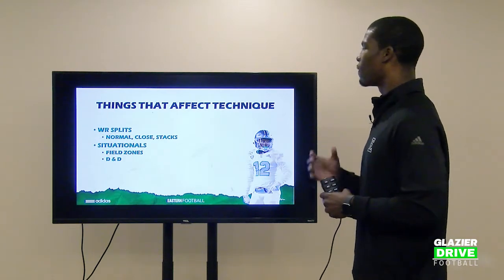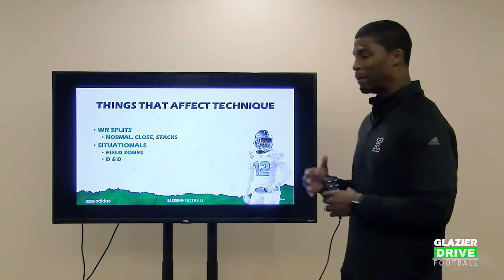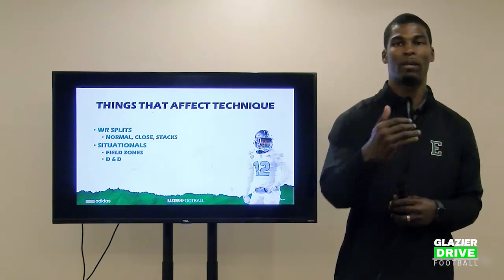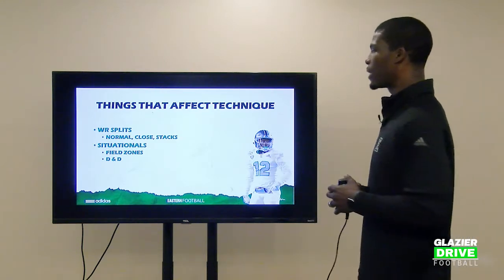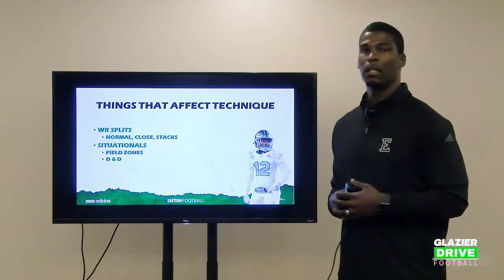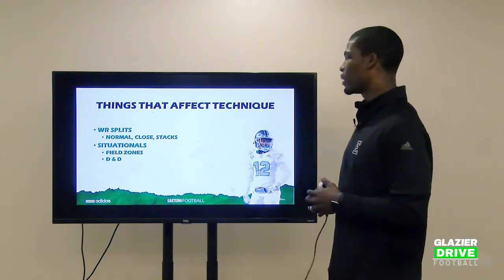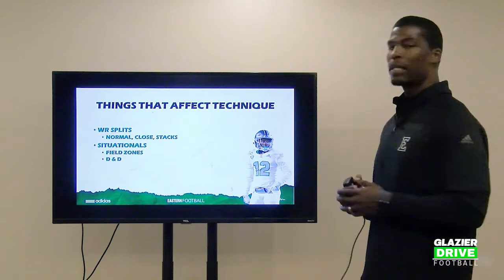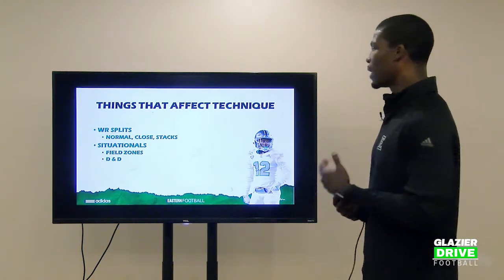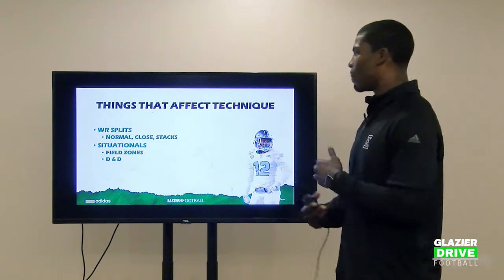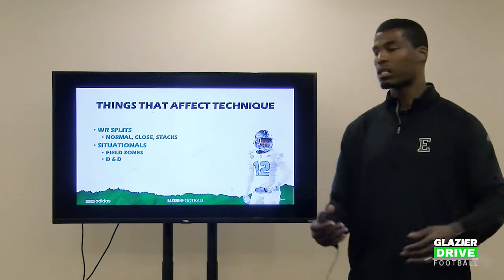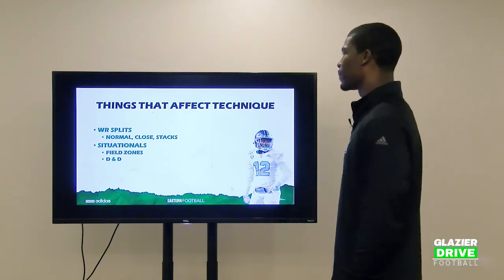So those things affect the type of technique that we can use when playing man coverage. Situationals also affect man technique. It may be the field zone. You may be backed up, have them coming out, and you may not want to play press technique. You may be in the red zone, and you may change up your technique a little bit the closer you get down to the end zone. Down and distance may affect technique as well. So all of these different things can change your technique based on the situation, based on splits, based on things that the offense presents to the defense at that time.